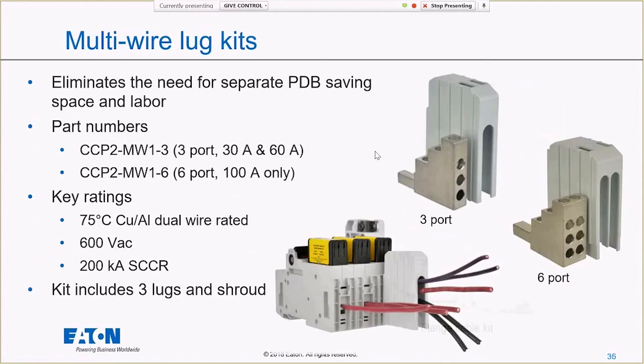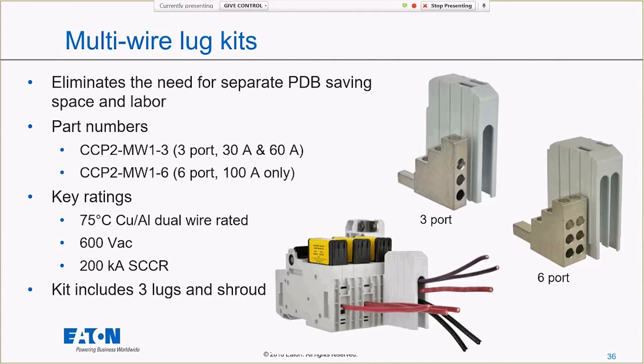Then this is the big seller here, right? Multi-wire lug kits. The multi-wire lug kits could eliminate the need for a separate power distribution block. The multi-wire lugs can be installed on the line or load side. Most of the time you're going to get it on the load side, so it basically acts as that power distribution block. Dual conductor rated, again, between 10 and 14, so 2 identical conductors between 10 and 14.